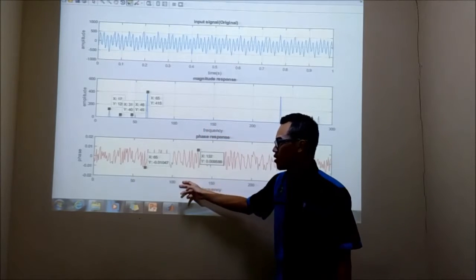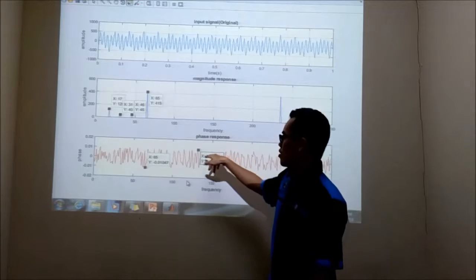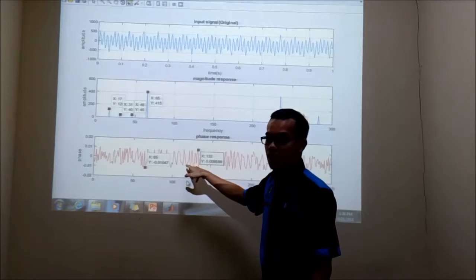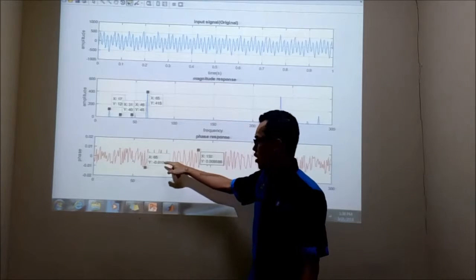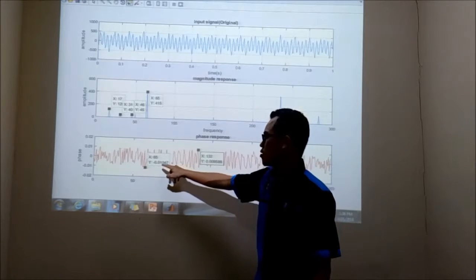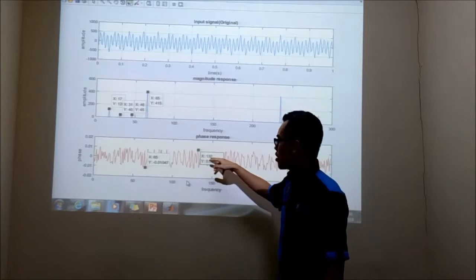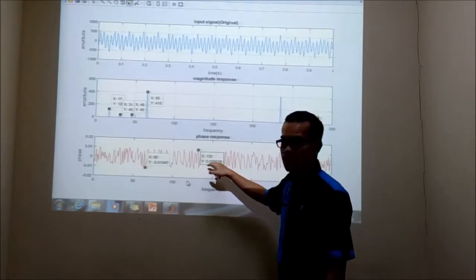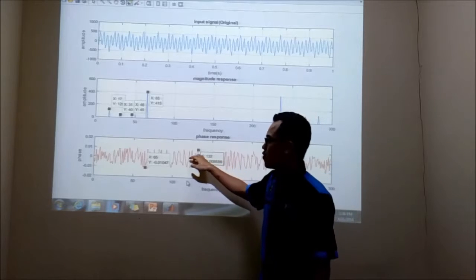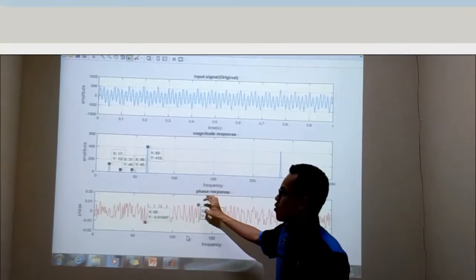For the phase, we take the highest and the lowest value. This is x is 65 and y is negative 0.01, and for the other, x is 132 and y is 0.009. These are the highest and the lowest values.